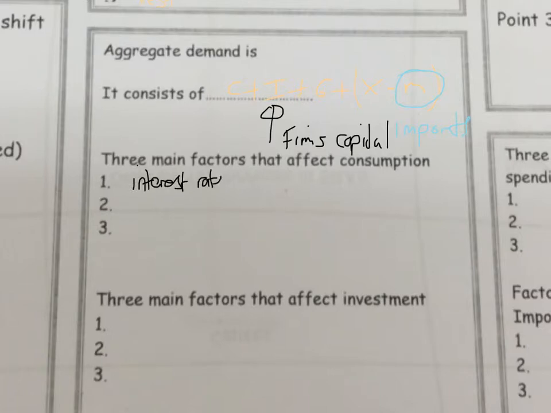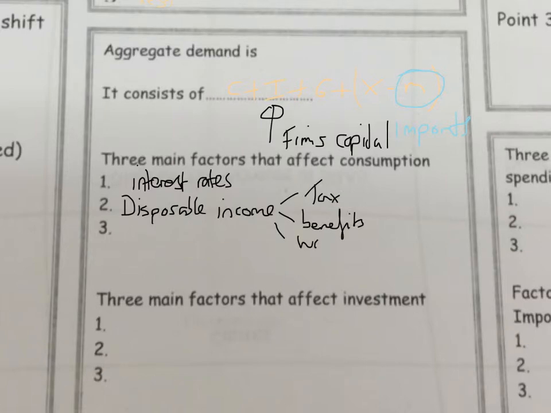So if interest rates go up, consumption will go down because people will spend less using credit cards. They'll save more, and also their mortgage interest repayments will go up, so they'll have less disposable income. Right, the second one is, I can't spell disposable. Disposable. Okay, there we are. So disposable income. So if people's disposable income goes up, they're more likely to buy stuff. Now, disposable income can be affected by a few things. This is things like the tax rate, what benefits are like, and also what wage rates are like.